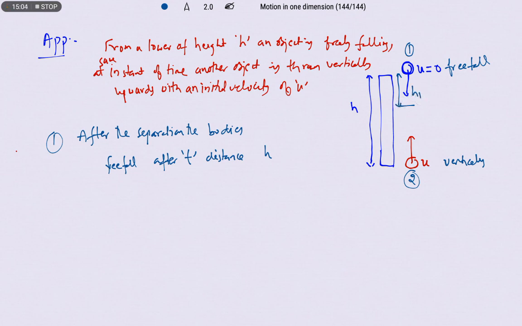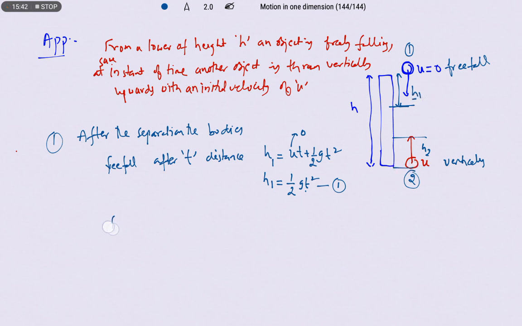I am taking as h1. So h1 we can write from free fall: ut plus half gt square, and here the initial velocity is 0, therefore h1 equals half gt square is the distance travelled by the body after t seconds. In the same way, in that same time interval, this object will also reach a particular height. That height I am taking as h2. The time for both the bodies is the same when they cover distances h1 and h2.